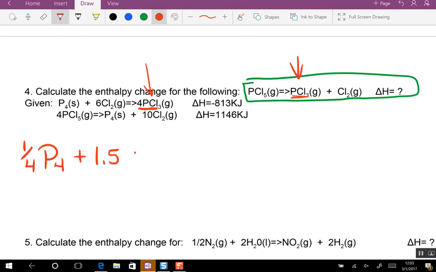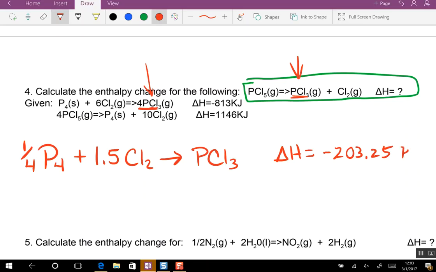Divide the whole equation by 4. What is 6/4? 1.5. What's my delta H going to be? -203 what? 2.5? Yeah. You sure? Pretty sure. Okay. Yeah, that sounds right. Yeah. Okay. Next.